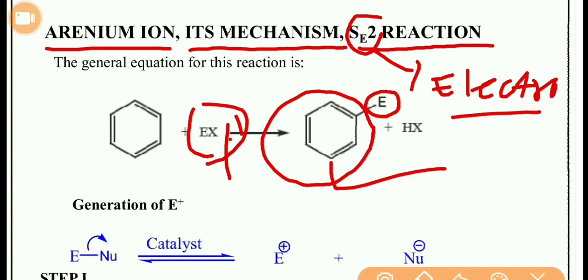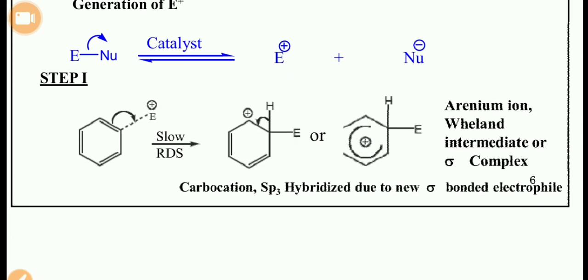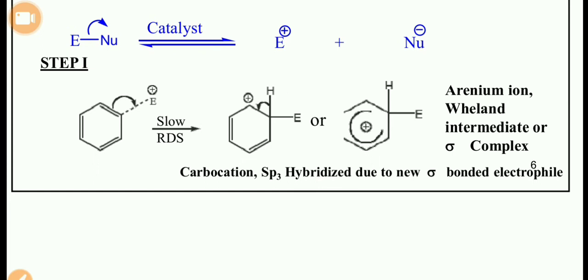So in this case, what can happen? In the presence of a catalyst, the electrophile is formed and the nucleophile is formed. In the first step, the electrophile will come and attack on it like this. This is the slow reaction determining step. RDS means reaction determining step. So the bond shifted toward this, they have changed a little bit, and then the hydrogen bond breaks, and once again the bond is retained over there, and this condition is known as the arenium ion.